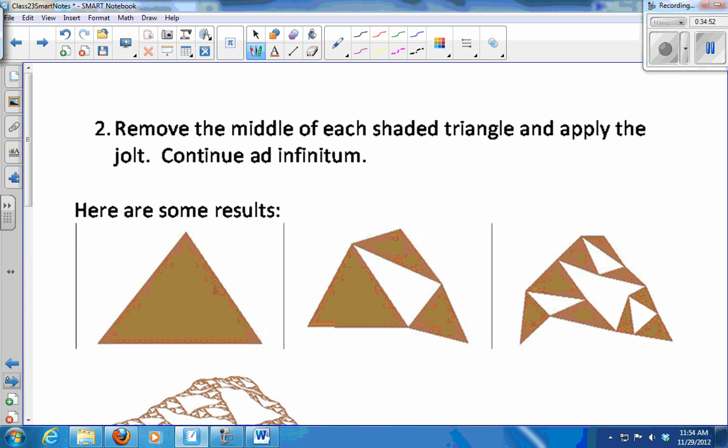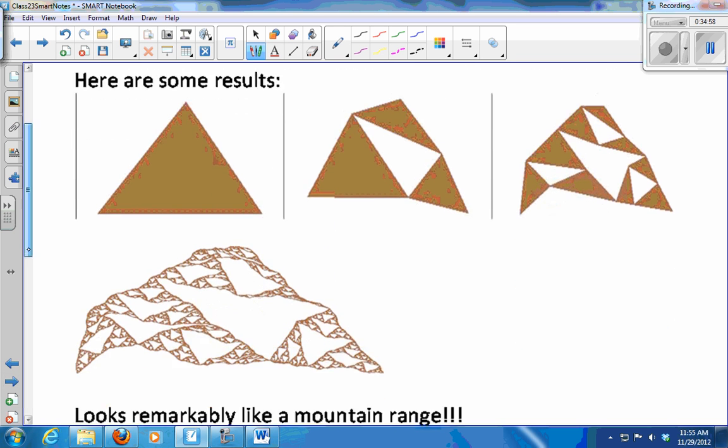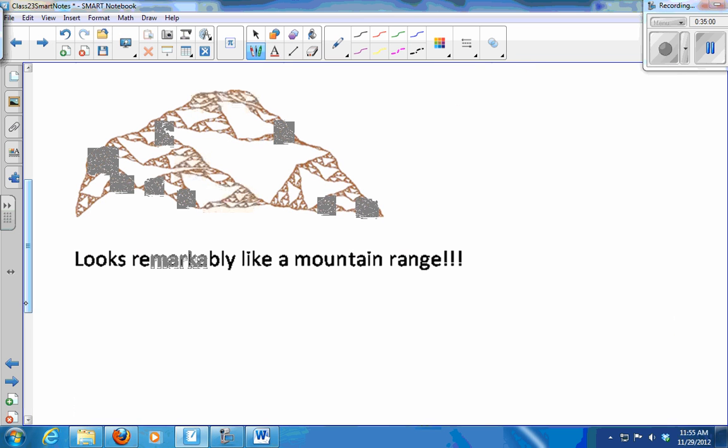So you remove the middle, apply the jolt, continue to infinity, and you get something that looks like this. It looks like a mountain. Language of the universe. Uh-huh. Math, I like that. Math is the language of the universe.